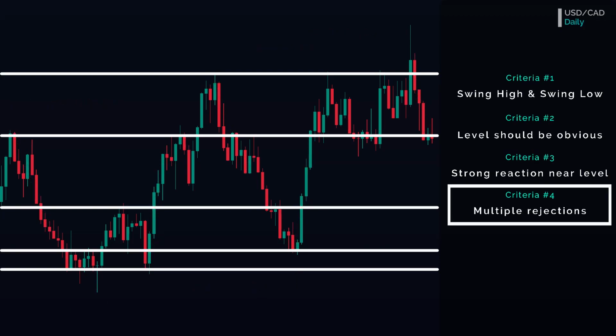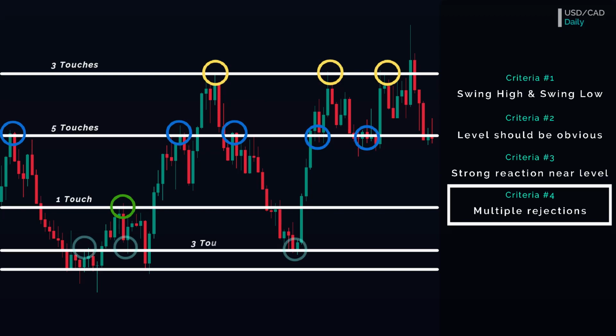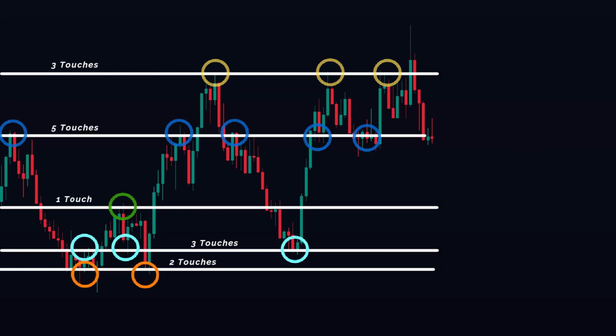Fourth but not least, this criteria is really important. Support and resistance become more valuable when the market actually respects the levels multiple times. The more often the price tests a support or resistance area, the more significant the level becomes. When the price keeps bouncing off a level, more traders notice that level and will base their trading decisions on it.